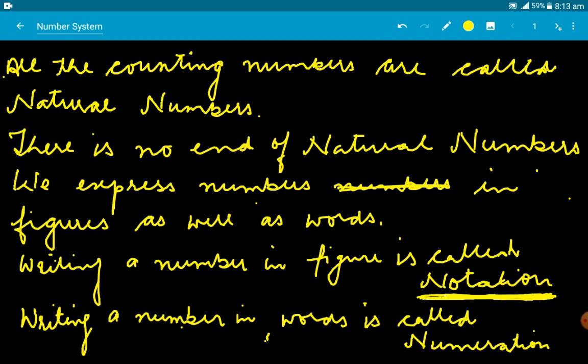And writing a number in words is called numeration. You are writing a number in words, in lakhs, in crores. So today we will do various methods of numeration.